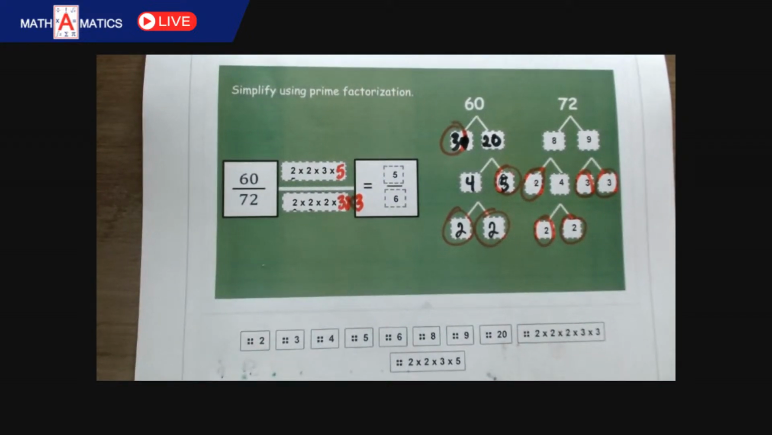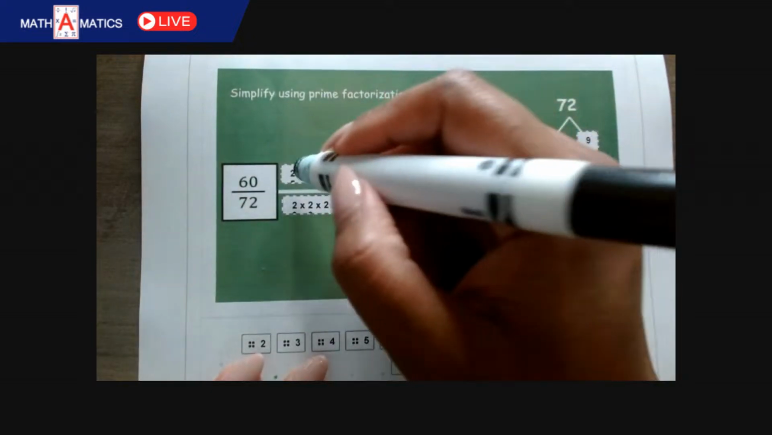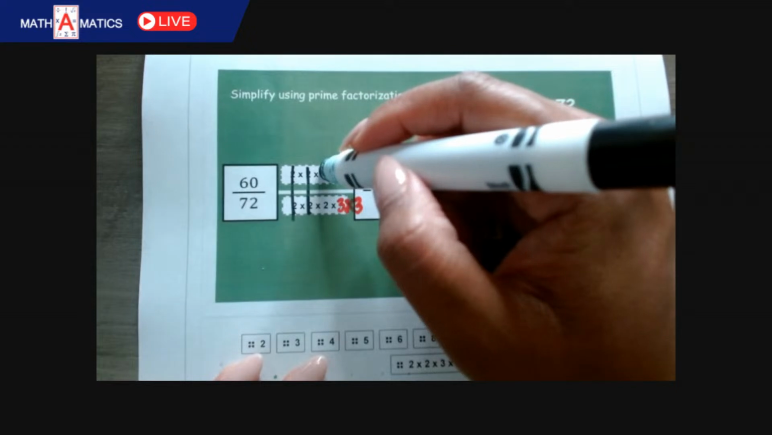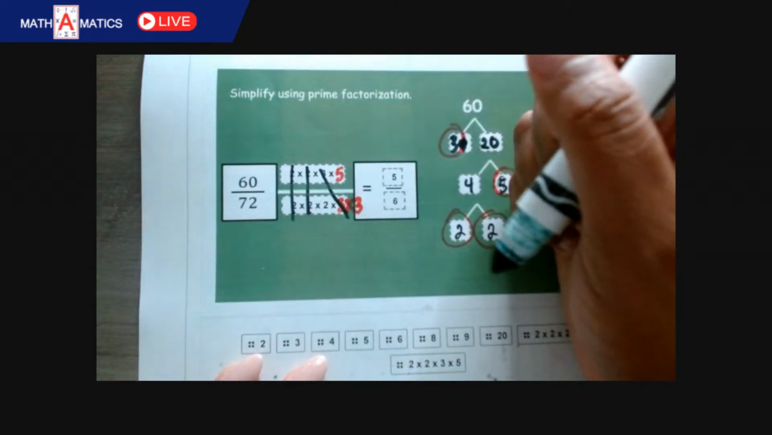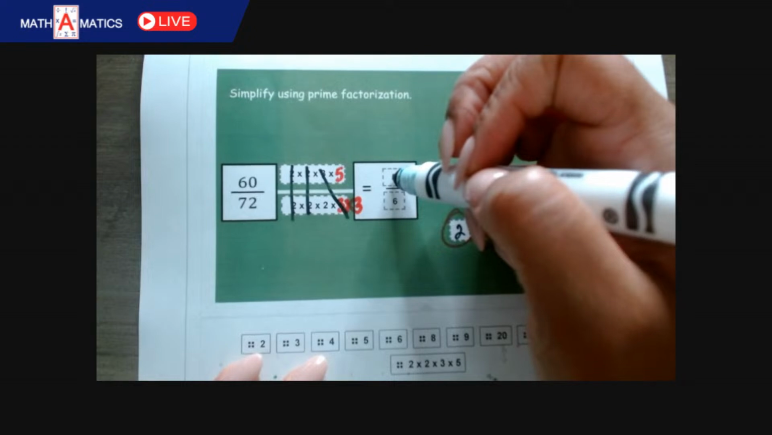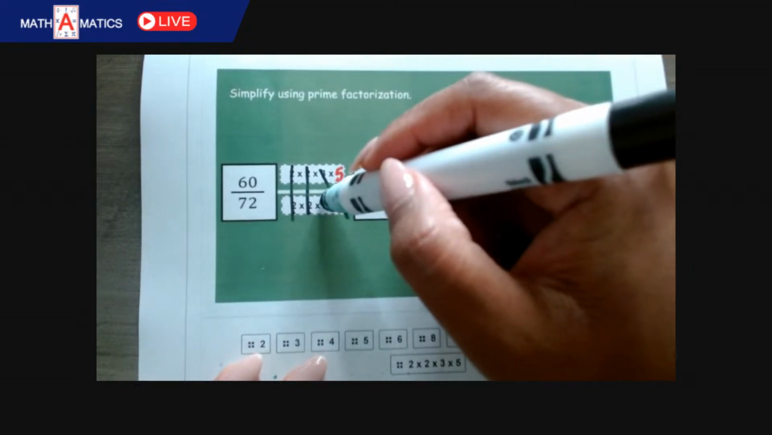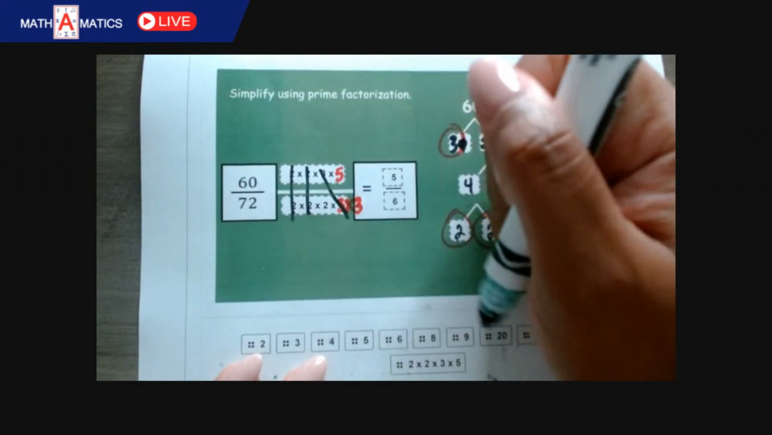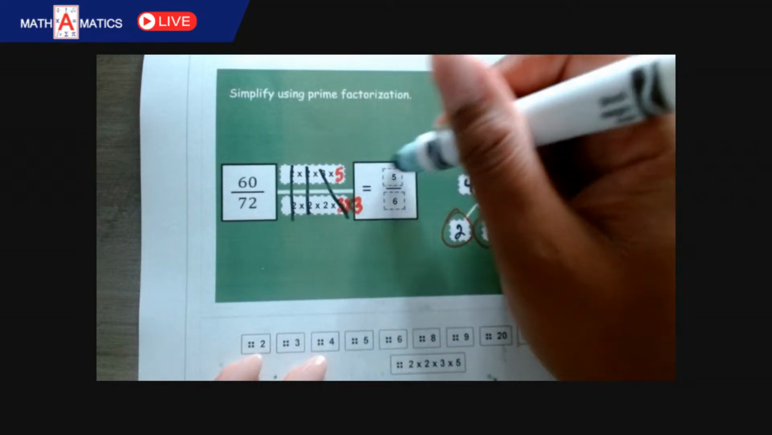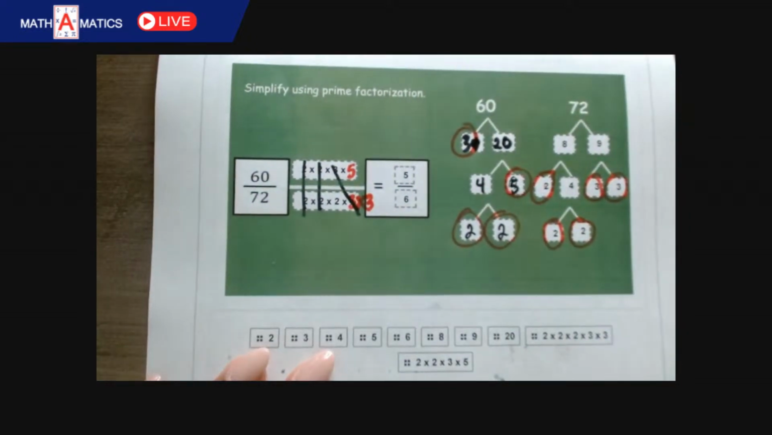And so again, we are now going to cancel out what equals 1. So we have 2 and 2, 2 and 2. And then now we have 3 and 3. And so this time at the top, yes, we're just left with 5. But at the bottom, we're left with 2 and 3. So we are going to multiply those together, which gives us 6. So 5 over 6 is correct.